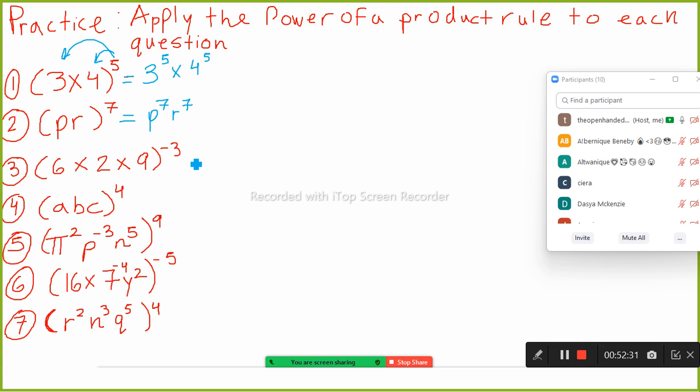Good. All right. So Sierra, can you help me with number 3? Okay, 6 to the power of -3 times 2 to the power of -3 times 9 to the power of -3. Excellent. And Deja, can you help me with number 4? A to the power of 4 times B to the power of 4 times C to the power of 4. Excellent.